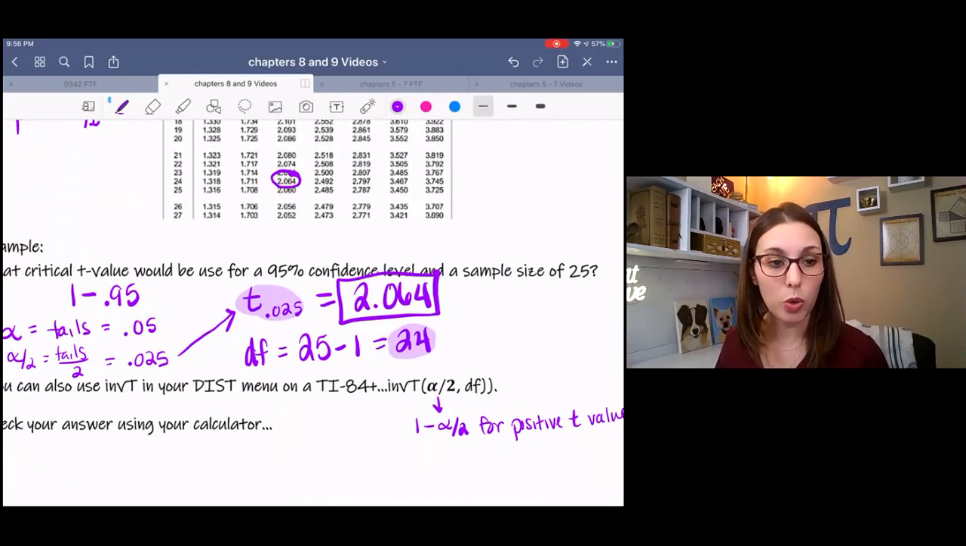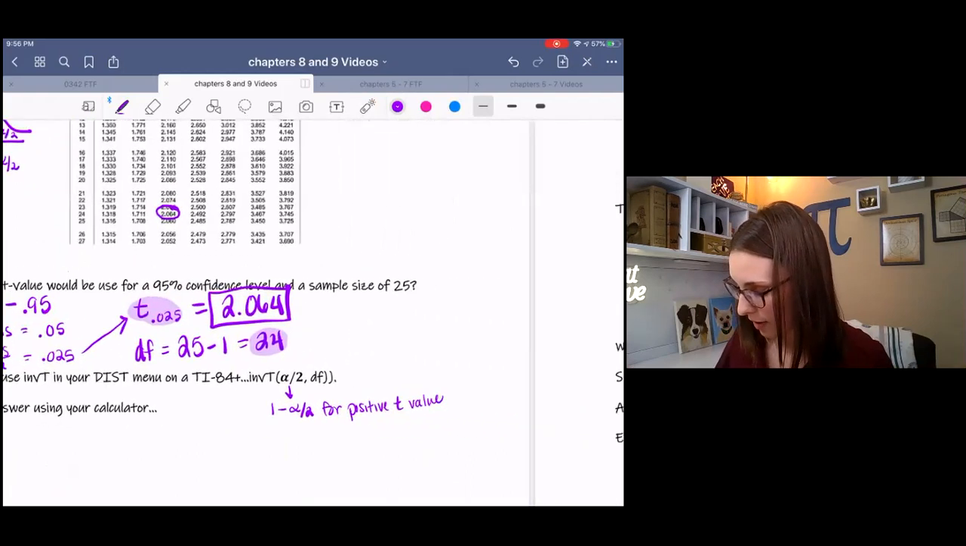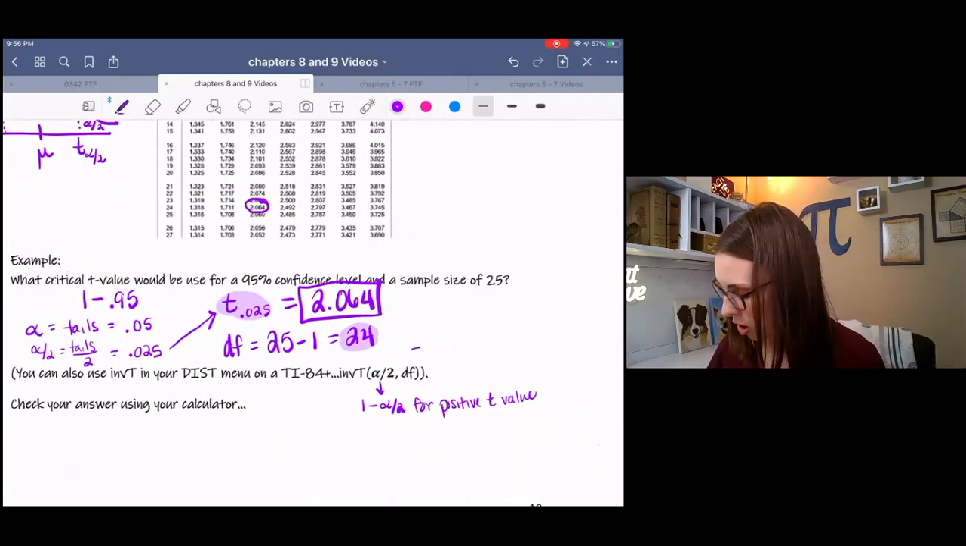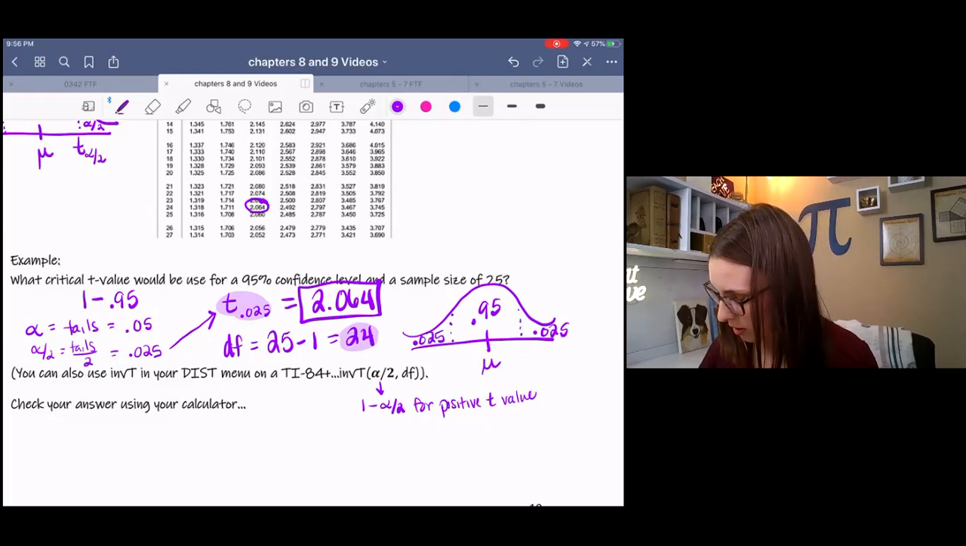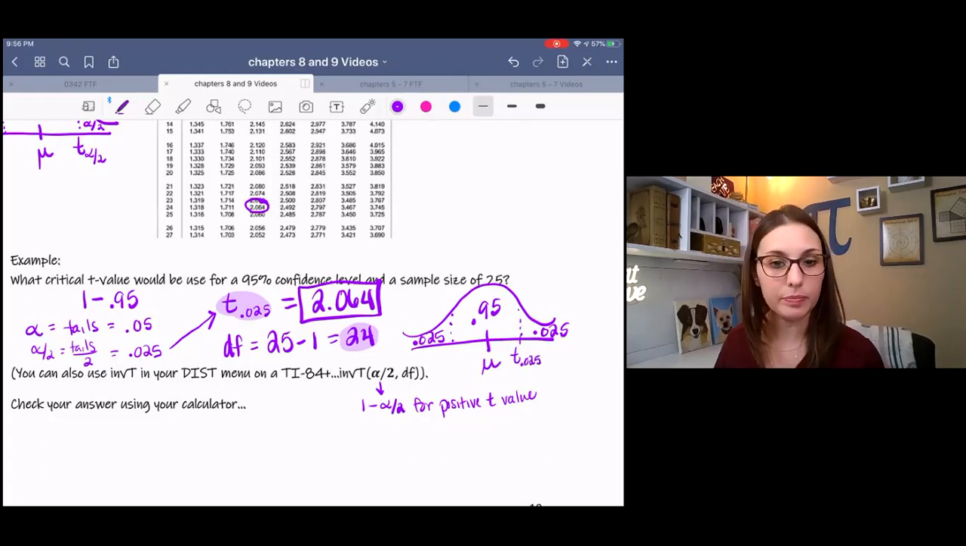And if you are having trouble with the numbers I wrote and how I found that, you can draw your rough sketch. We have 0.95 in the middle, 0.025 here. So that is like that. And that's actually going to help us on the next part.